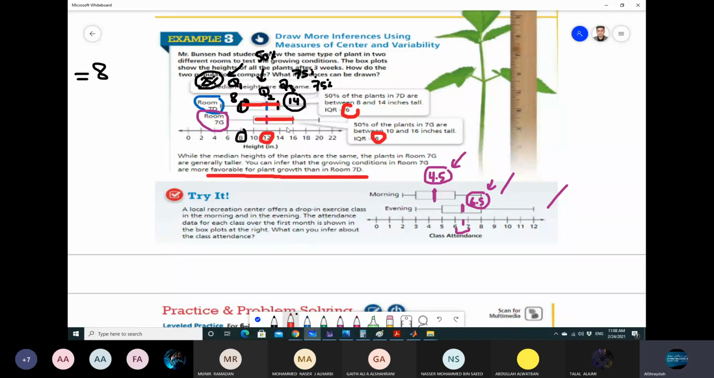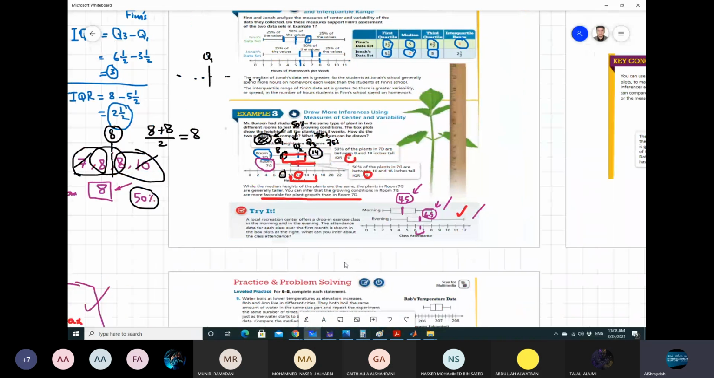Why? Because 50% of the plants' heights here are between 10 and 16, and here 50% are between 8 and 14. So we can infer that the growing conditions in room 7G are more favorable for plant growth than 7D. And here, what you can infer is easy: you can infer that most students prefer to attend evening. So this is about this lesson.